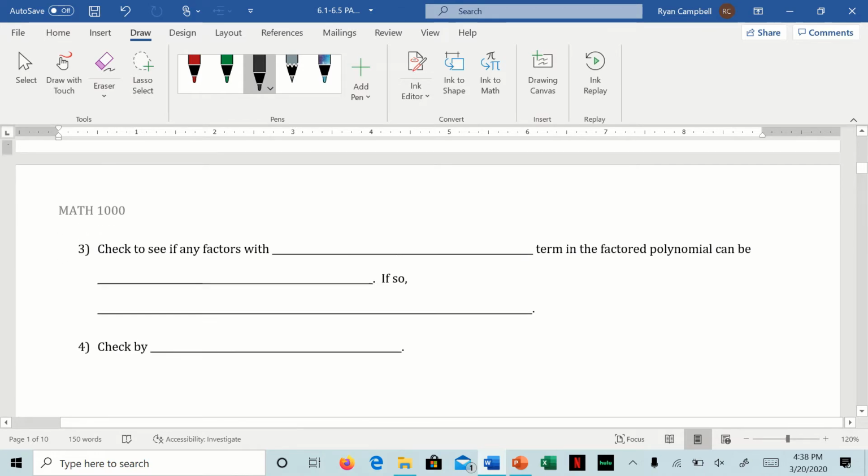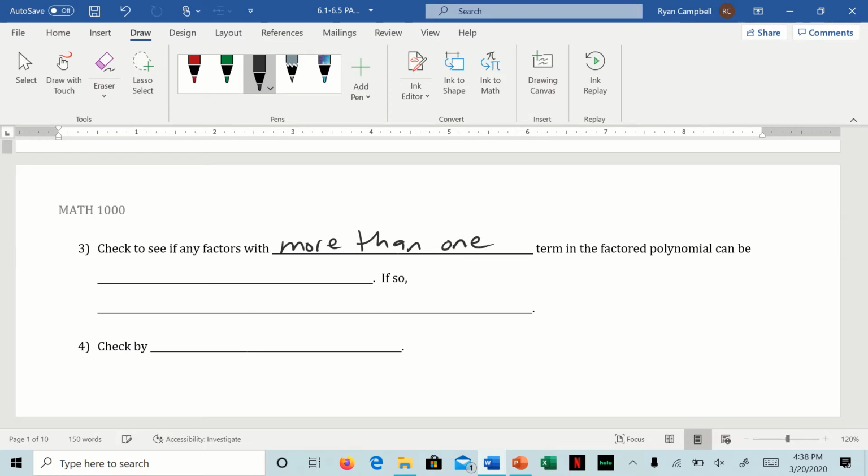After you do all that, see if any of the factors that you've done with more than 1 term can be factored further. This is definitely going to be anytime you have a square scenario, anything bigger than a square, plus something or minus something, more than 1 term. Can we factor further? And if so, you need to make sure to factor completely.